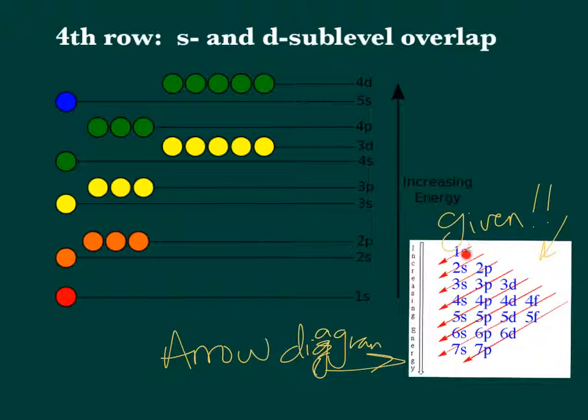So the first thing that fills up is the 1s. The second thing that fills up is the 2s. The third thing that fills up is the 2p, and then the 3s, and this makes sense so far. And then the 3p fills up, followed by the 4s. You've got to follow the arrow down. And this is where that weird arrow overlap starts to happen, where it's 3p, then 4s, and then the 3d backfills, followed by the 4p, 5s, 4d, 5p, 6s.